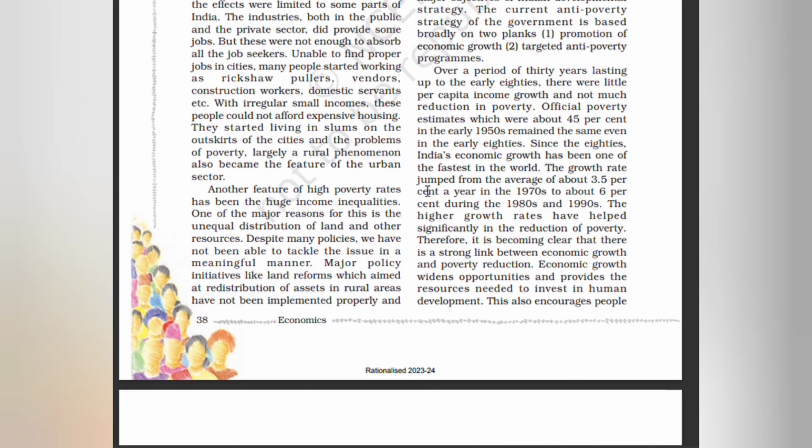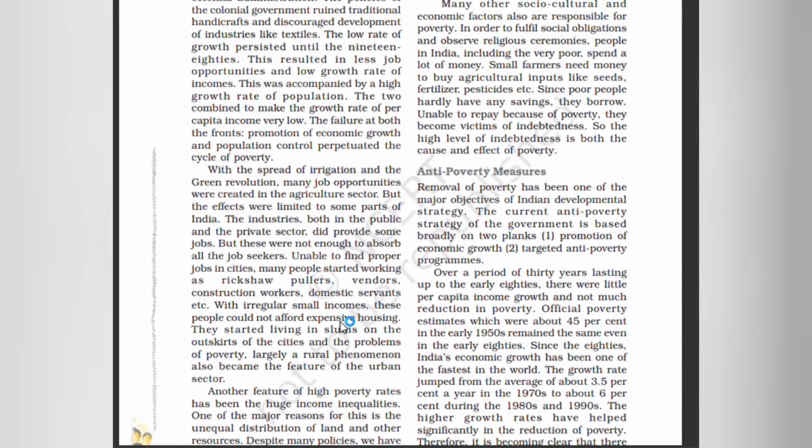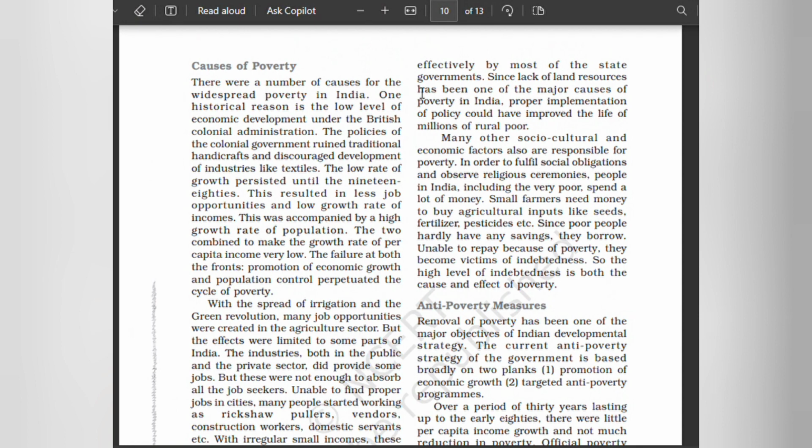Another feature of high poverty rates has been the huge income inequalities. One of the major reasons for this is the unequal distribution of land and other resources. Despite many policies, we have not been able to tackle the issue in a meaningful manner. Major policy initiatives like land reforms, which aimed at redistribution of assets in rural areas, have not been implemented properly and effectively by most of the state governments. Since lack of land resources has been one of the major causes of poverty in India, proper implementation of policy could have improved the life of millions of rural poor.